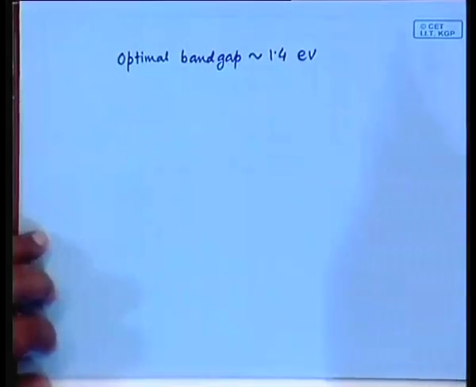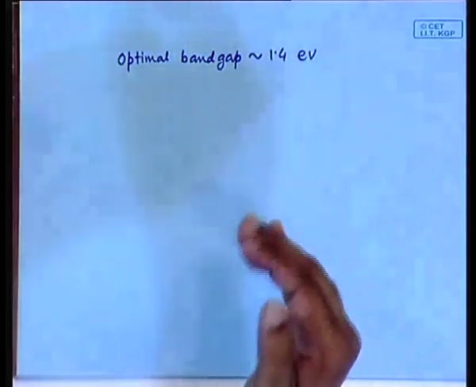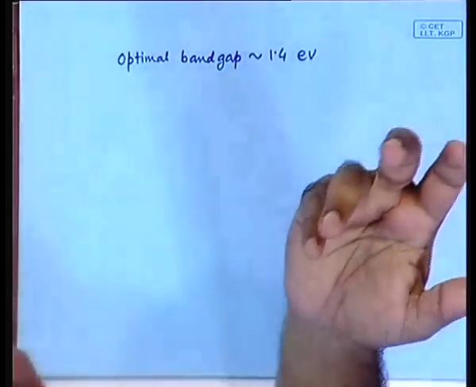Obviously silicon does not have that band gap, its band gap is lower than that. So, what are the other materials being considered? One prime material that has the band gap exactly 1.4 is gallium arsenide.